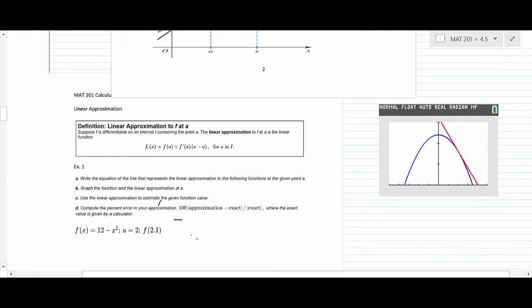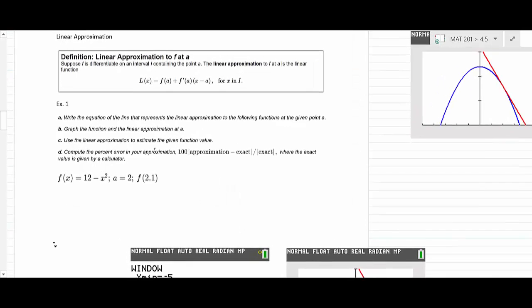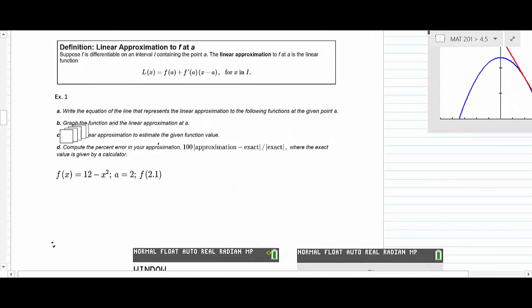Okay, so let's do some specific examples. There's not too many I'm going to show you. I just want to get you comfortable with how to use the formula. Okay, so let's do this example right here. There's your linear approximation formula.